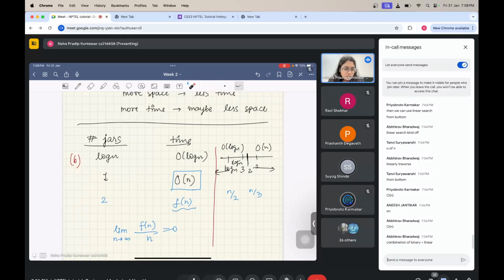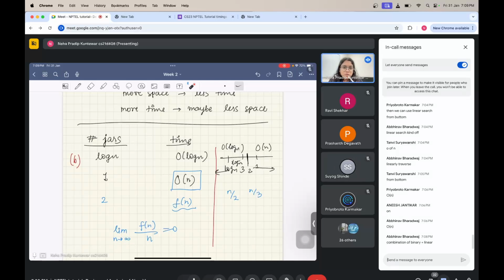So is this now clear? Ma'am, I have an idea. Mm-hmm. We can take log of n, like the first step should be log base 2 of n. If it does not break, then we take another step of log base 2 of n. And then if it breaks, then we have to take at max log of n steps.